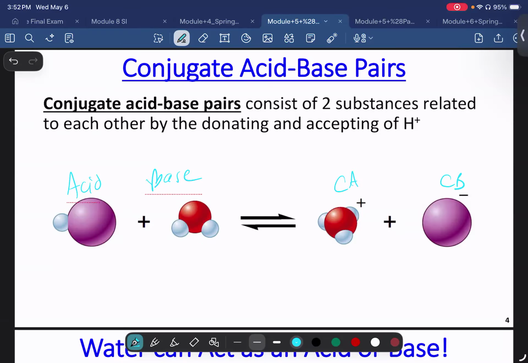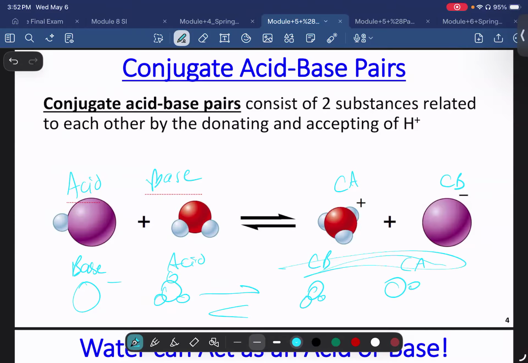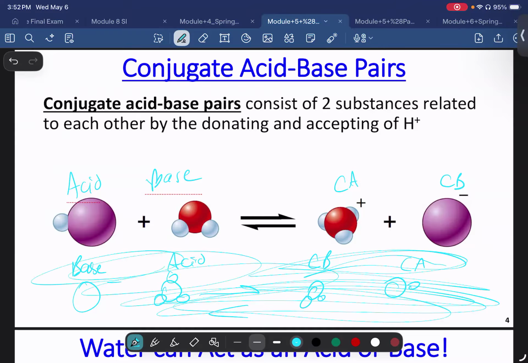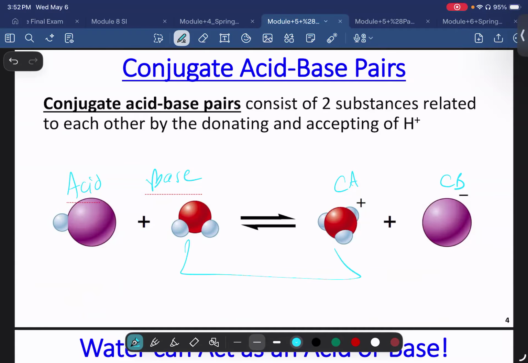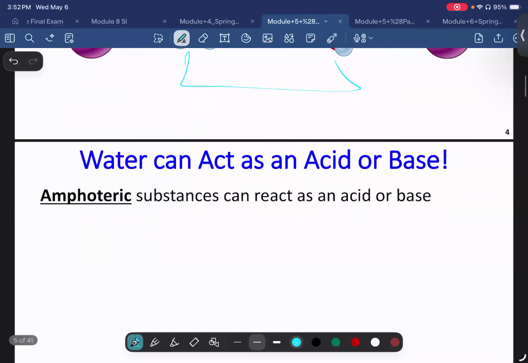But if I flip the reaction, so instead of it being like this, it would be like this, I'm just flipping the reaction. Now you could say that this is acting as a base and this is acting as the acid, and then this would be the conjugate base and conjugate acid. Saying something is a conjugate acid is just like a pronoun, for the context we're talking about. But the big idea is just to know that conjugate acid-base pairs differ by one hydrogen.